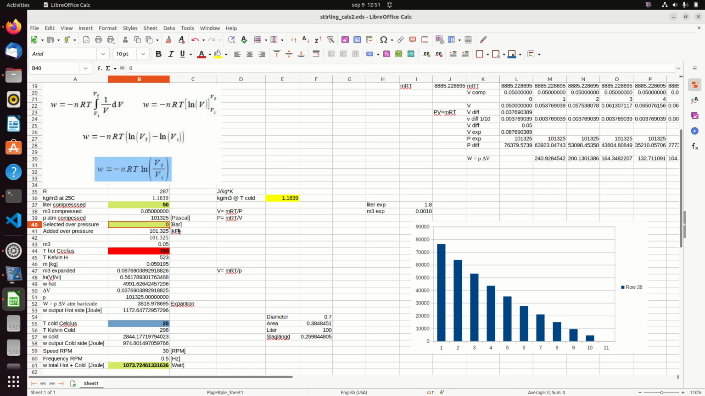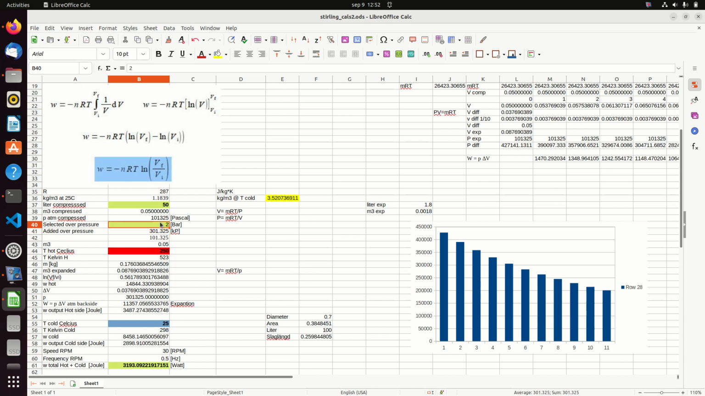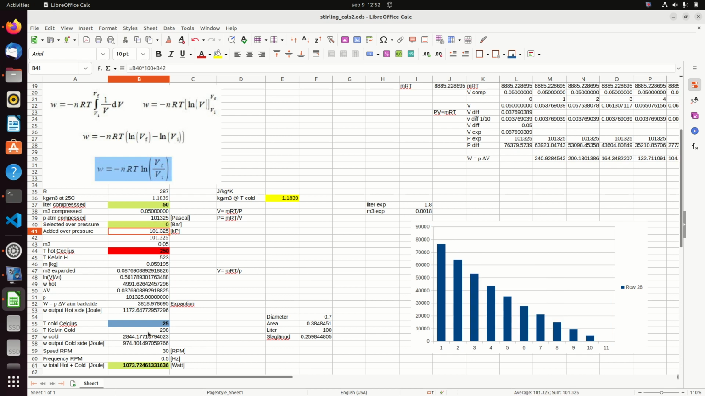Now I also add, so you can put in if you want overpressure in your system, then the output power increases linearly with the overpressure. But I will use atmospheric pressure at sea level because then the container structure will not be so heavy duty.